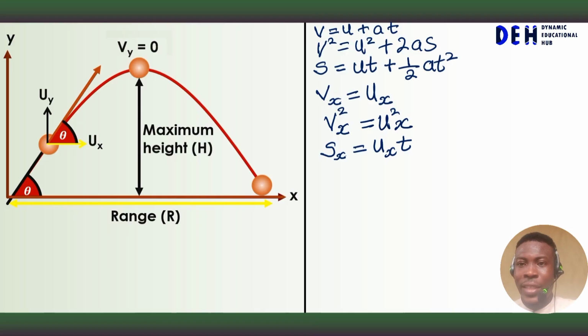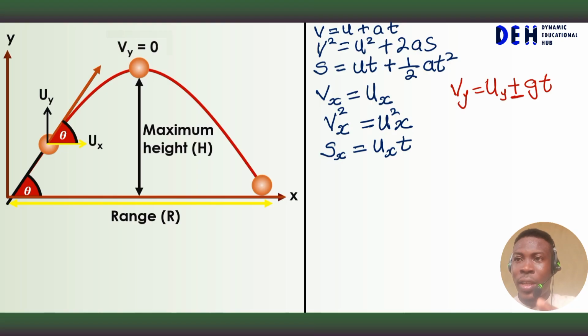Now what we have written here, let's write it for y as well. For y, we are going to have what? Vy equals uy plus or minus gt. Someone is asking me, where did I find my g? If we are talking about the vertical component, acceleration due to gravity, the weight is impacting the motion. So the acceleration here will be what? Acceleration due to gravity. Okay, that is why we have g.